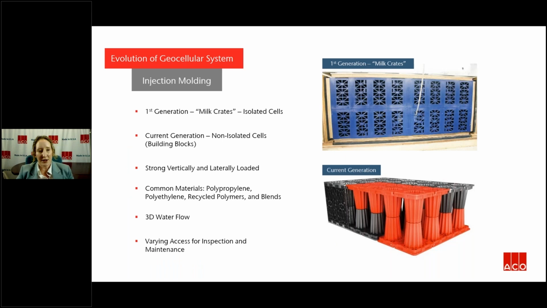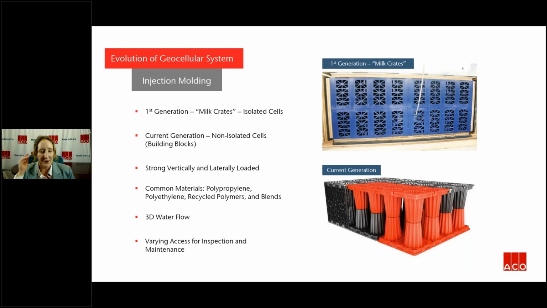And that takes us to injection molding. The first generation of these were kind of colloquially called milk crates. You can think of them visually as what you see in the grocery store, but a whole heck of a lot stronger. We still have some isolated cells in this instance, so we still have limitations for inspection and maintenance. But as injection molding continues to evolve, we're starting to see a lot more non-isolated cells or a building block approach. You see a current gen system in the bottom right.